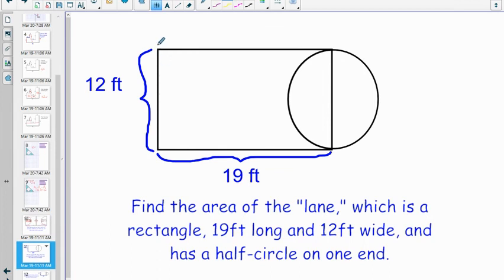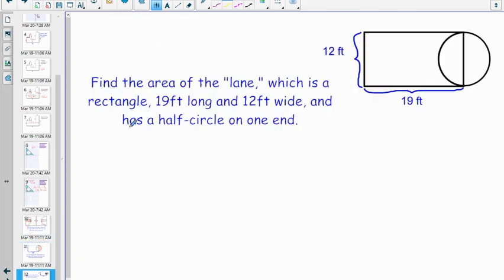So our strategy is going to be, let's find the area of this rectangle. That'll be easy, 12 times 9. And then I'll add on this part of the circle here, and that's just half of a circle. We've got a formula for the area of a circle, pi times the radius squared. And in this case, I don't know what the radius is just yet, but I know that the width of the lane is 12. That means this whole distance, the diameter of the circle, is 12, which means I've got a radius of 6. So to find this area, I'll do 12 times 19 for the area of the rectangle, and then add on the area of the half circle.